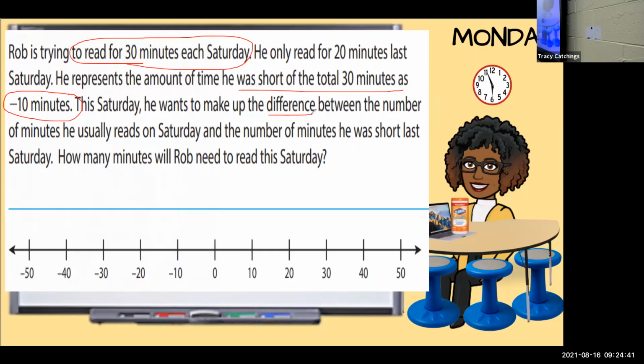All right, somebody said difference. Difference between what? How much does he used to read on Saturday? 30 minutes. They said difference, so I'm going to go ahead and add that subtraction sign. What else? I'll reread it. And the number of minutes he was short last Saturday. Negative 10. He was short those 30 minutes, as negative 10. So that's what I mean about reading and rereading.